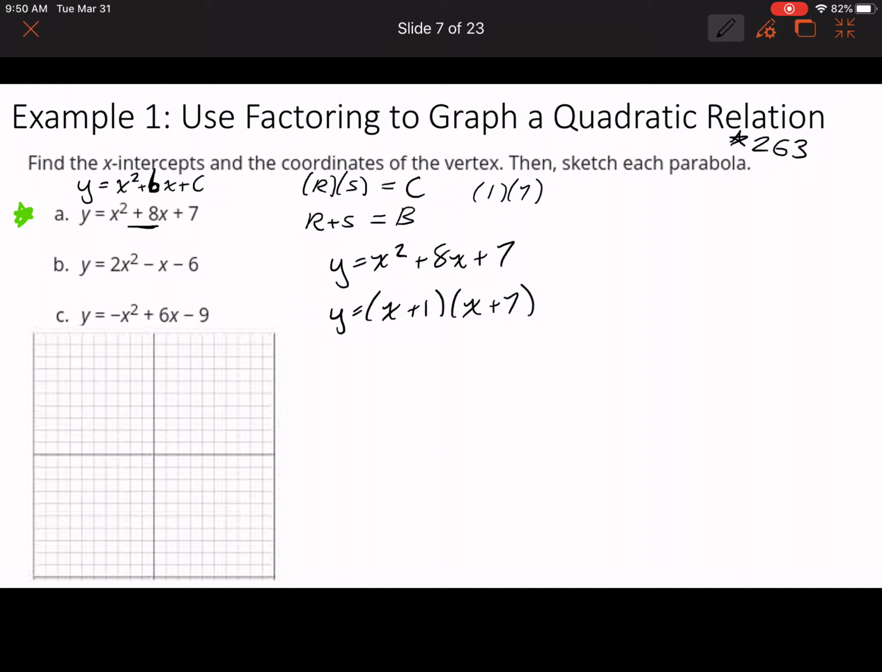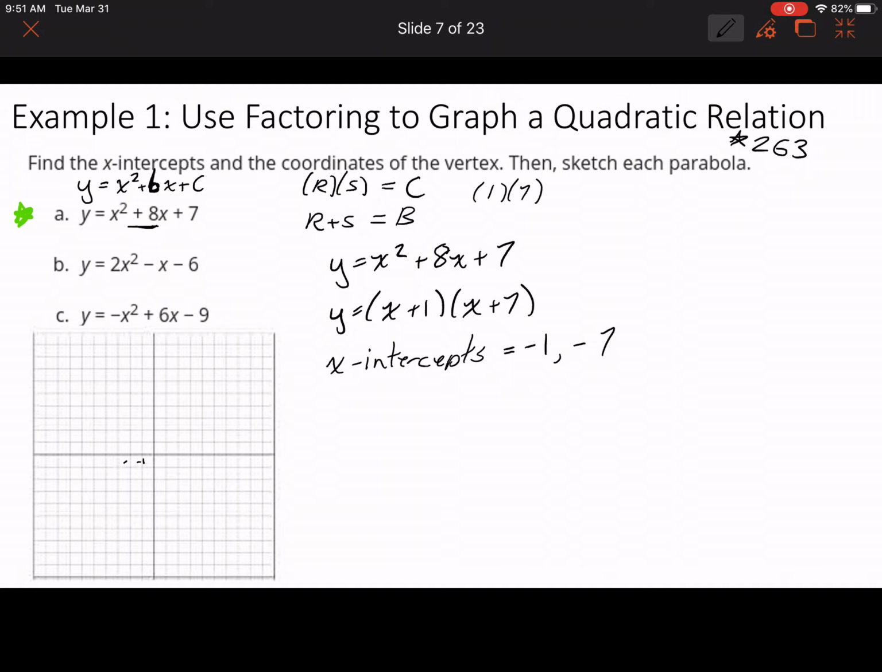So we end up with, because 1 and 7 multiply to c, 1 times 7 is 7, and they add to b, 1 plus 7 is 8. We can just put them straight into that form. So then we know our r and our s, our x-intercepts, are just the opposite signs, and you can figure that out if you set them equal to 0, are -1 and -7.